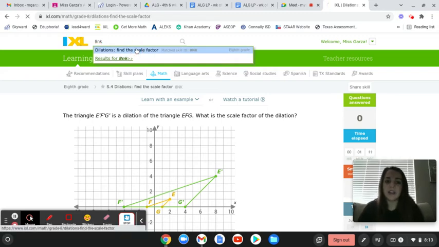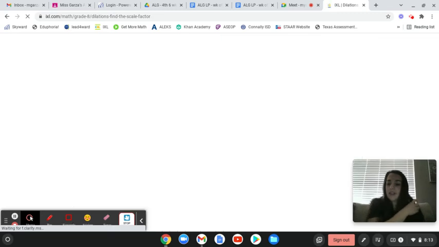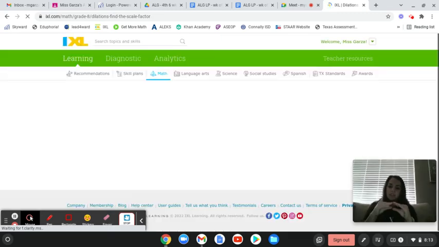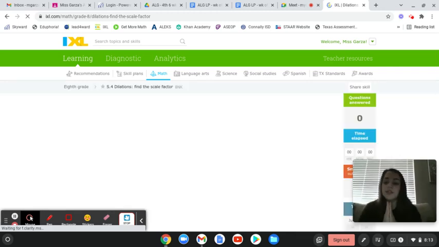Find the scale factor. You press it and go straight to the screen, and it has shapes, and it looks like one shape is small, one shape is big, or vice versa. And you're trying to find the scale factor, the number used to multiply to get from the small shape to the big shape, or from the big shape to the small shape.